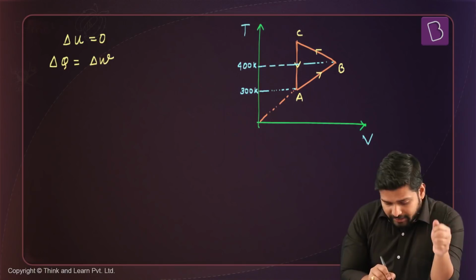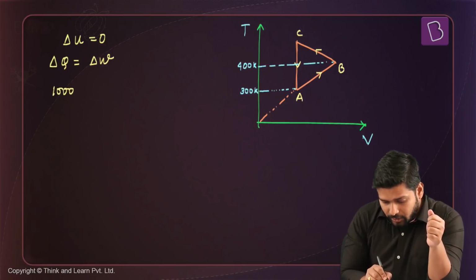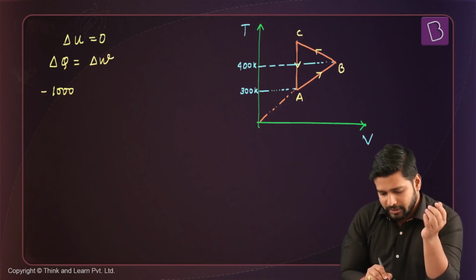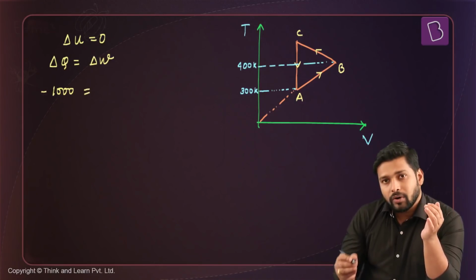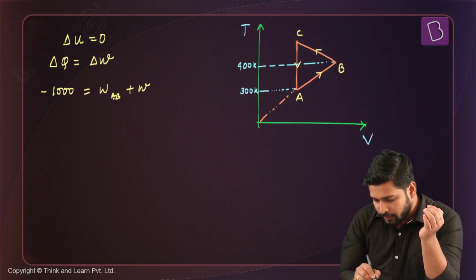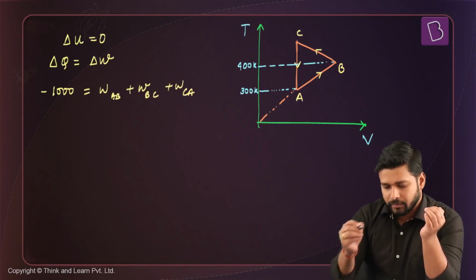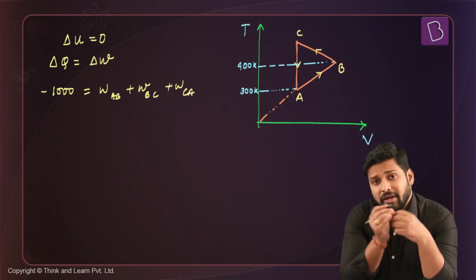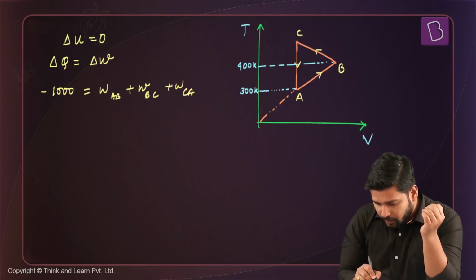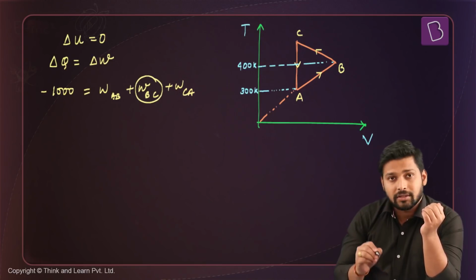So the total amount of heat that's rejected is 1000 joules. So I should put it with a minus sign, because this is the amount of heat that's coming out of the system, which is equal to the work done during the entire cycle. So work done from A to B plus work done for this process BC, and then work done for this process CA, right? Okay. So what we are asked in this question is, what is the work done during this process B and C? So this is what is asked, correct?